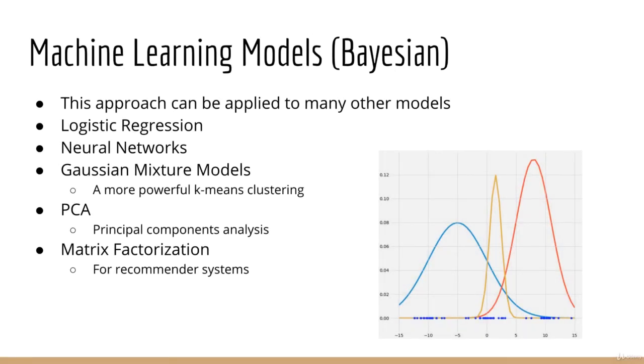And of course, the same concept can be applied to many other classic machine learning models you already know and love. Some examples are logistic regression, neural networks, Gaussian mixture models, which are like a superpowered version of k-means clustering, PCA, also known as principal components analysis, and matrix factorization, which is used for recommender systems.